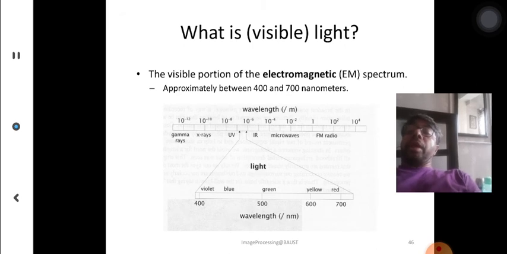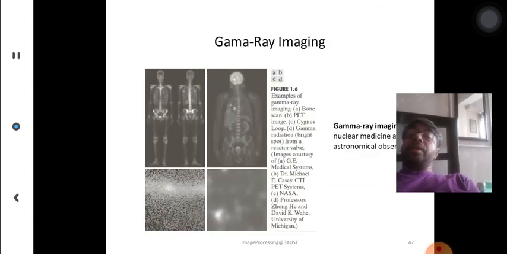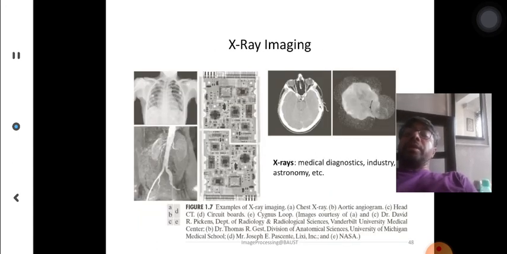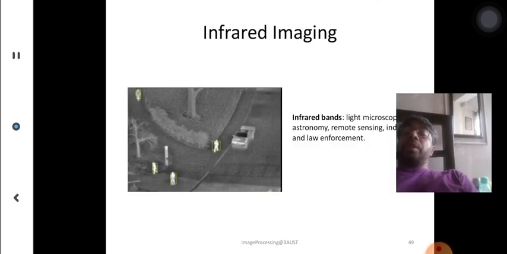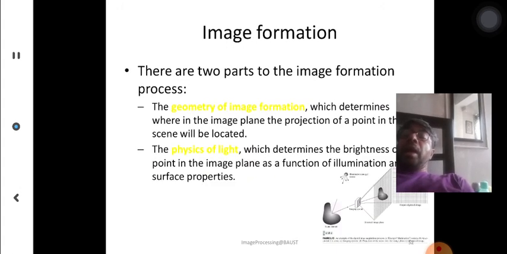So what is visible light? It is part of the electromagnetic spectrum, and there is a visible wavelength between 400 to 700 nanometers, and this wavelength is actually the visible light range. These are gamma ray imaging. These are different rays which actually pass through the human body, but we can hardly understand them because the wavelength is too small. X-ray imaging is another example. Infrared imaging. You have sonic images. With this kind of sonic images, we always have advanced diagnostics, range images, and image formation.